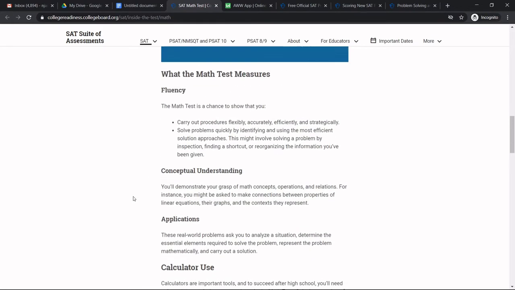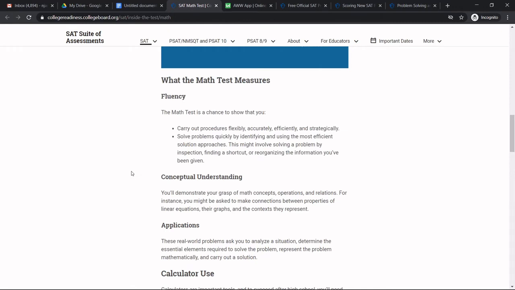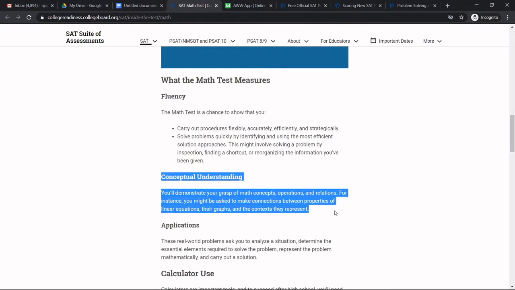Alright, so the SAT math test doesn't actually cover a huge variety in terms of what math you need to know. It's more important that you realize that the math test is going to present it in different and interesting ways. The whole part about conceptual understanding just means that you have to understand when to use which concept. And that's something that you only really get with time.